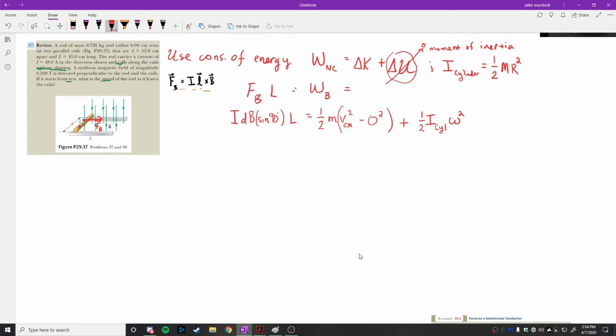Yeah, that's right. And to distinguish this I from that I, I'll put I cylinder right here. Now, what's the relationship between Vcm and Omega? How is this one related to this one? Yeah. Yep, that's right.